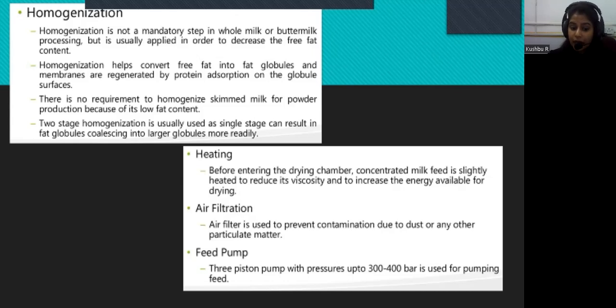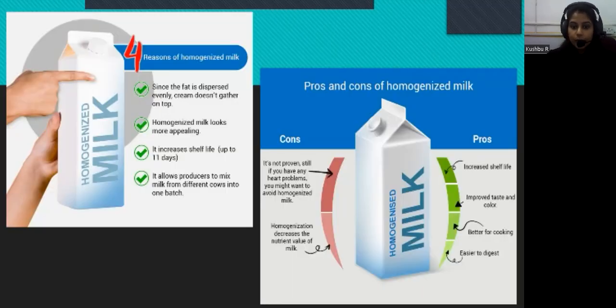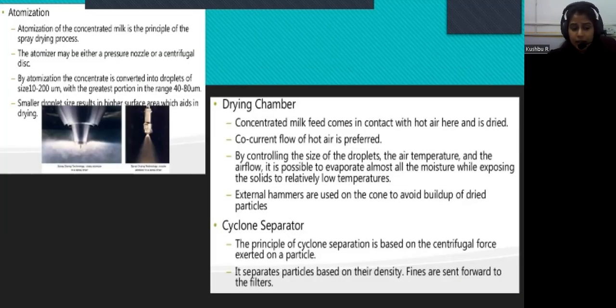And then we have the feed pump. A three piston pump with a particular pressure is used to pump the feed. So atomization is a very important process, where we produce droplets of milk powder, about 10 to 200 um, where about 40 to at least 80 should be produced, where these droplets result in a higher concentration area, which aids in drying.